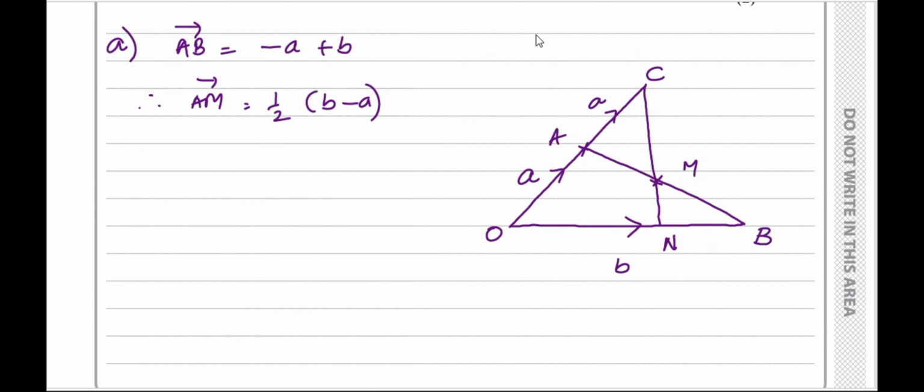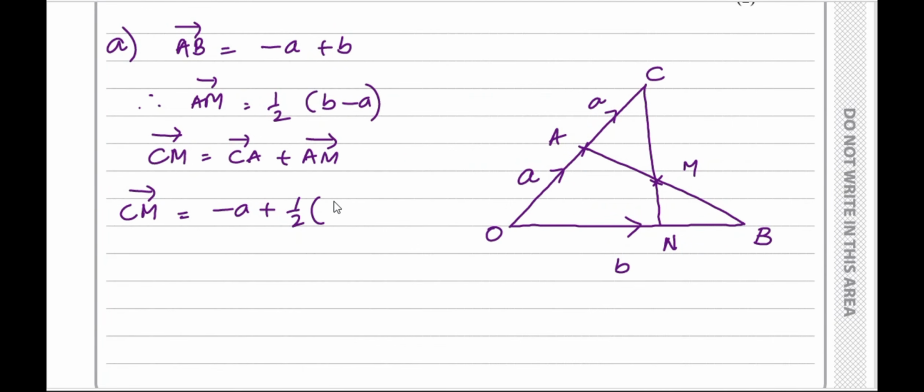Let's park it there. Now let's write vector CM equals vector CA plus vector AM. CA is equal to minus a, and vector AM is equal to half of AB, which is half of b minus a, which is what we have found out here. That means this is equal to minus a plus half b minus half a.